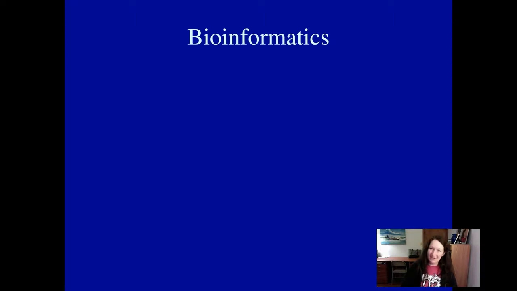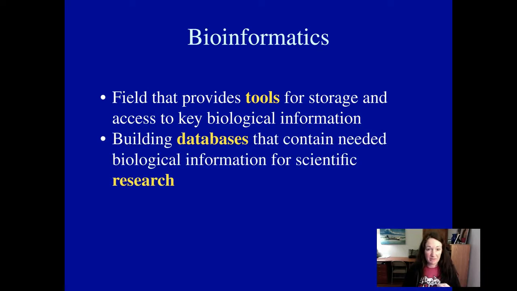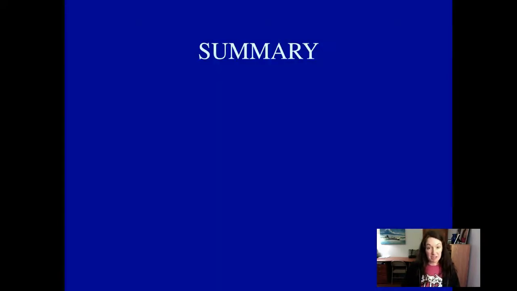Bioinformatics is another area. So this is studying data that has to do with biology and with ecosystems. So it provides tools for scientists to store and access biological information. So there are databases being built that contain information for scientific research. And I introduced you guys to iNaturalist, which is a software that is part of that observational database. So when you are making observations on iNaturalist, that is an example of citizen science, where you are contributing to scientific research on species.